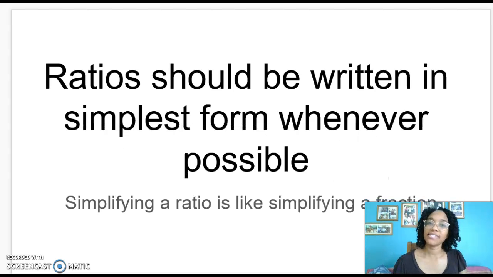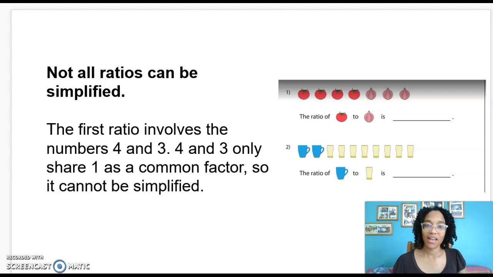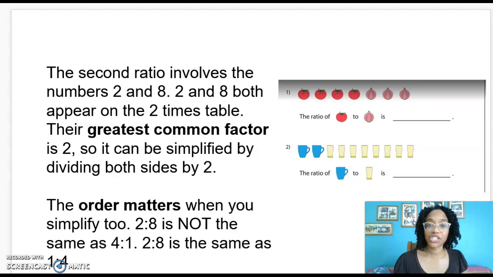Ratios should be written in simplest form whenever possible. Simplifying a ratio is just like simplifying a fraction. Not all ratios can be simplified, just like not all fractions can be simplified. The first ratio on this page involves the numbers 4 and 3, 4 tomatoes and 3 onions. 4 and 3 only share 1 as a common factor, so they can't be simplified, just like the fraction 4/3 cannot be simplified.